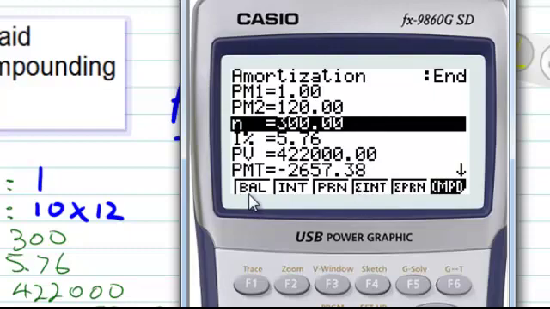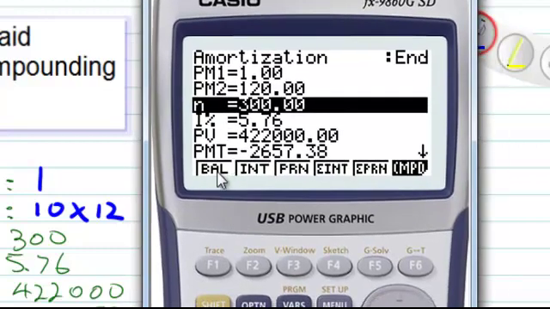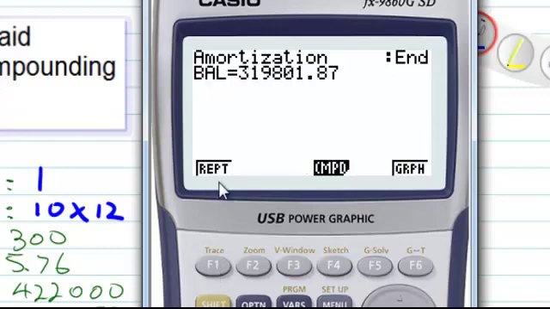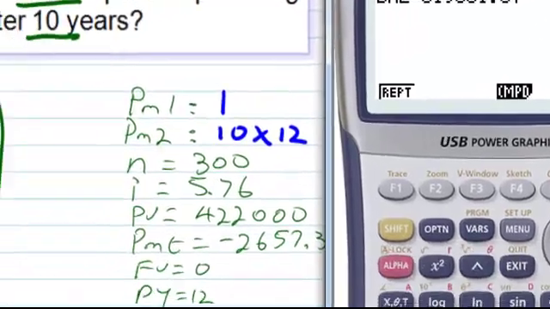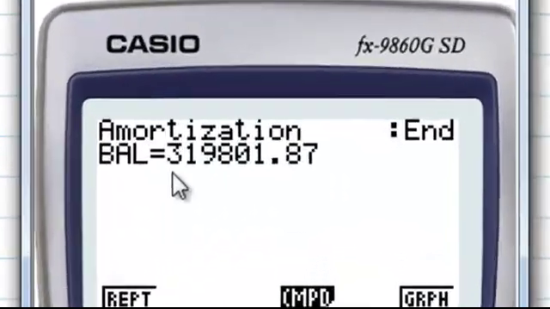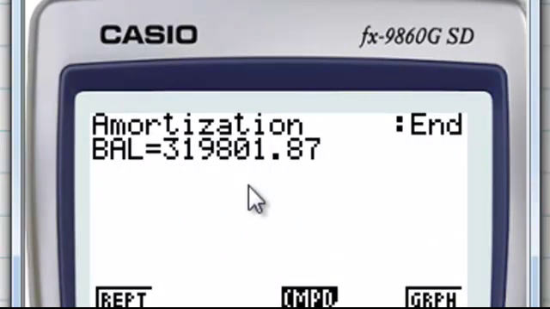And then you notice down the bottom here you have a whole lot of buttons. You've got balance, interest, principal, sigma interest, sigma principal. These tell us a whole lot of stuff, but it will tell us what's happening between the first payment and the 120th payment, which is after 10 years. So we want to find the balance, so you just go to F1, balance, and it tells us that we've got a balance of $319,801.87. So we still owe $319,801.87 after 10 years. Okay, so that is how we find the outstanding balance.